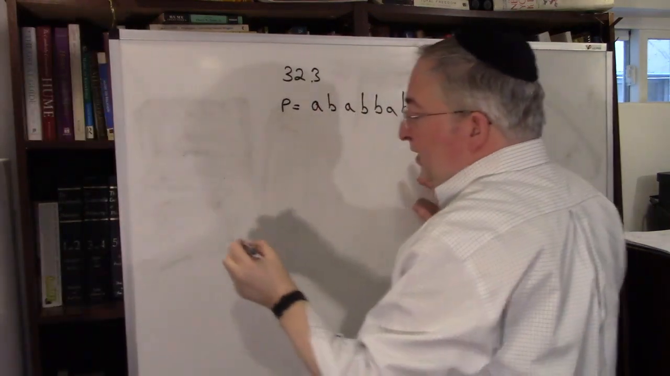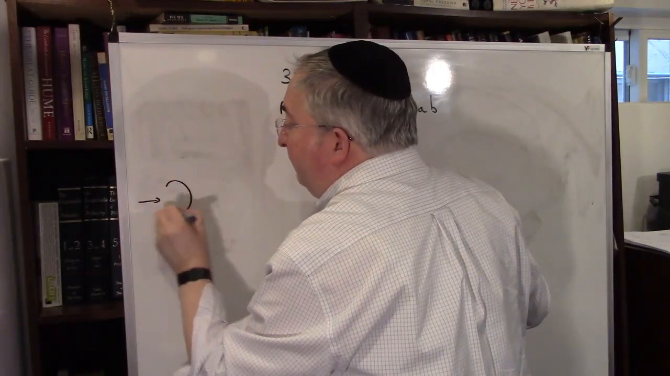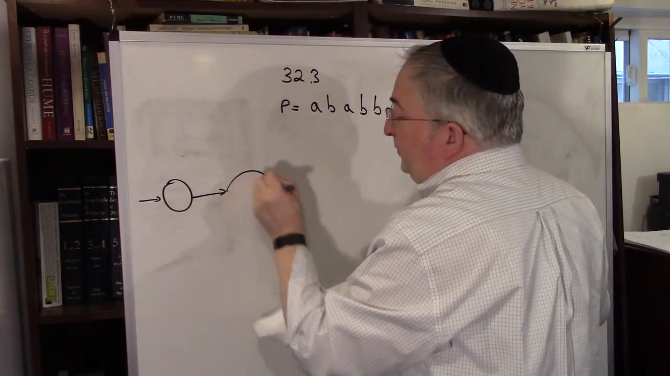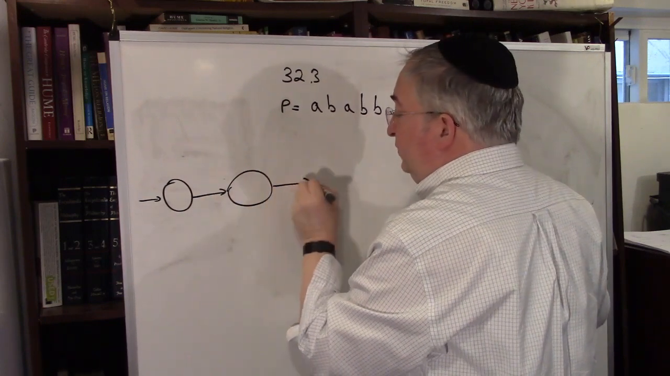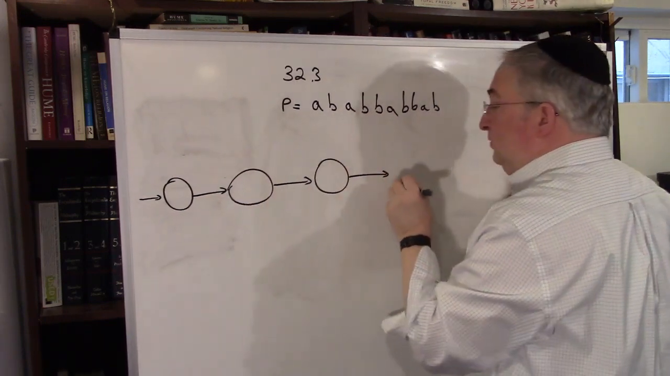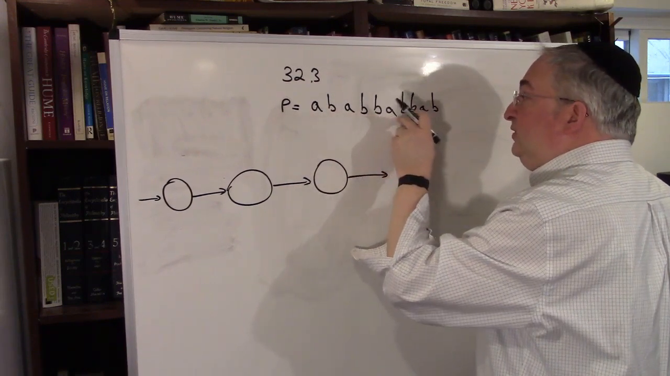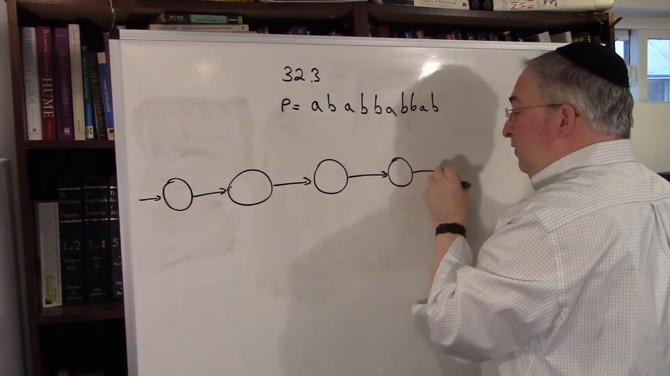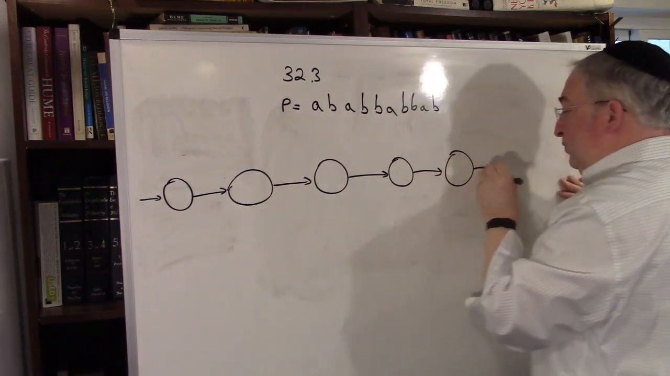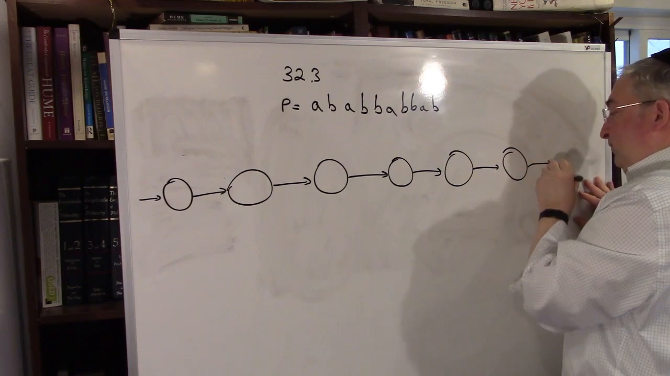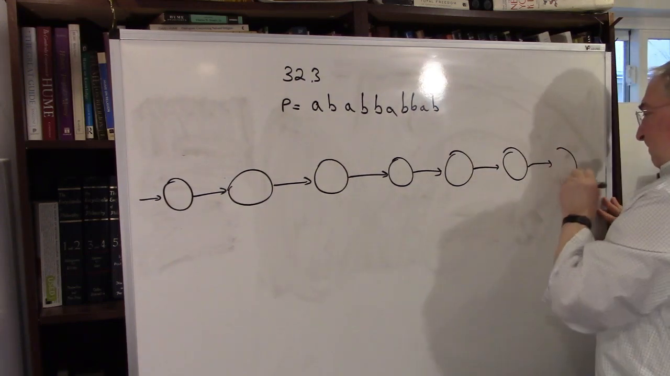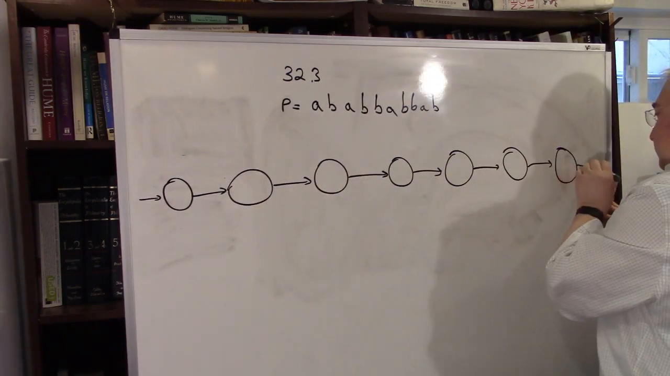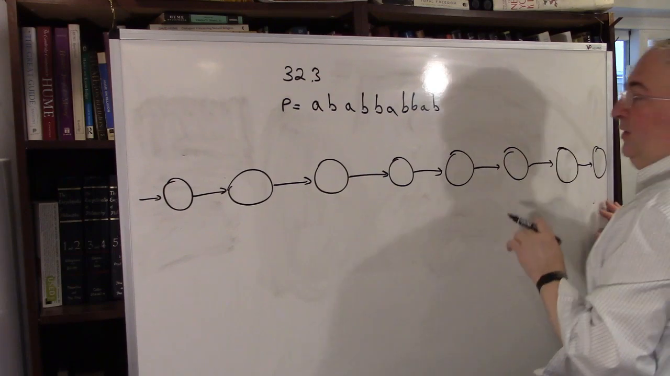Okay, and let's do it. So we have a starting state, and we just write it along the spine. 1, 2, 3, 4, 5, 6, 7, 8, 9, 10. I'm going to get bored here. Okay, so we're only going to do 7.